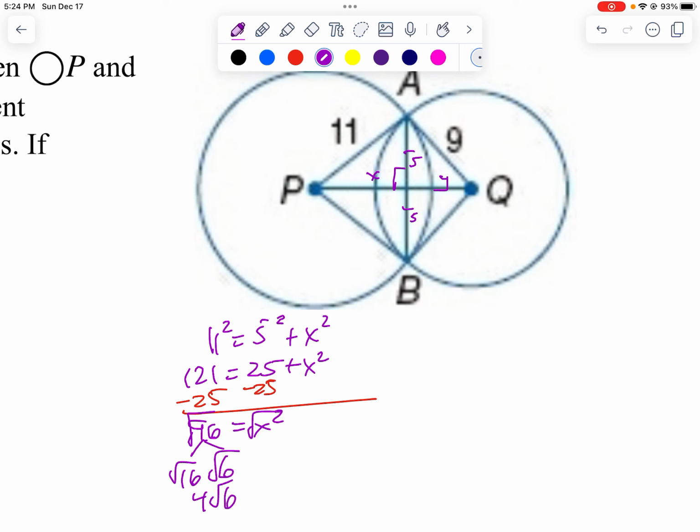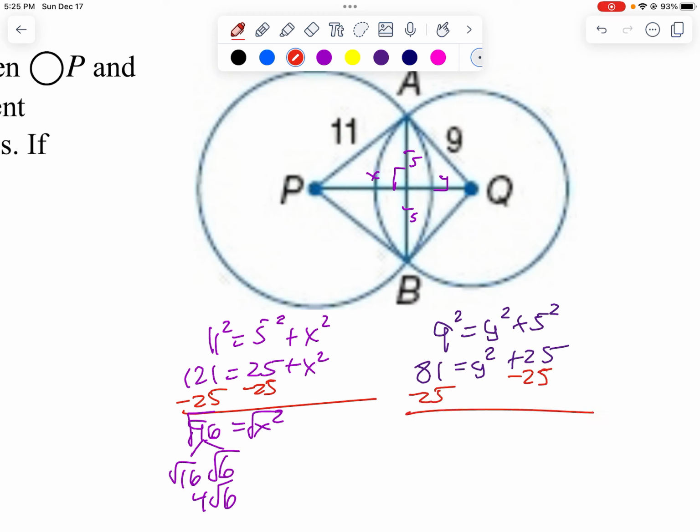Now I'll do the same thing with y. I'll say 9 squared equals y squared plus 5 squared, or 81 equals y squared plus 25. Let's subtract 25 from both sides. So we take 81 minus 25, we get 56 equals y squared. So take the square root of that.